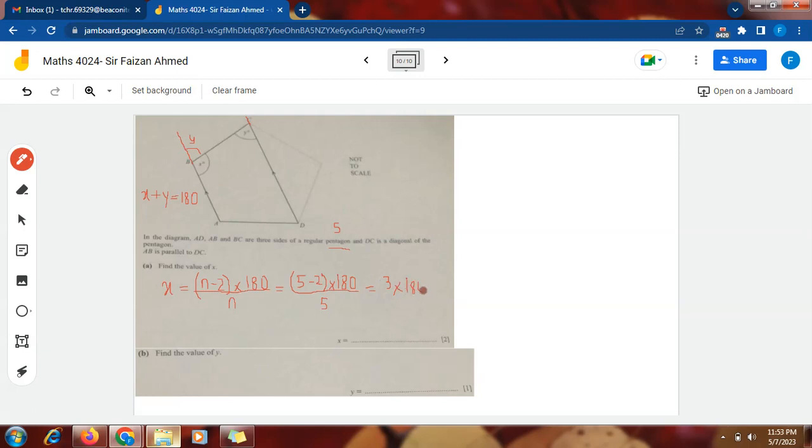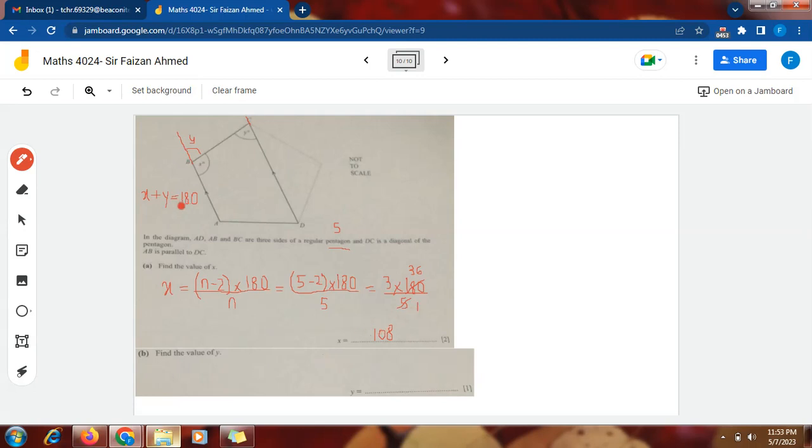Now I have to reduce them. 5 times 1 is 5, 5 times 3 is 15, and since this 3 goes forward, it becomes 30. So 5 times 6 is 30, and 3 times 6 is 18, so 18 on this side, 1 carry, 3 times 36 gives 108. So the value of x is coming out as 108.